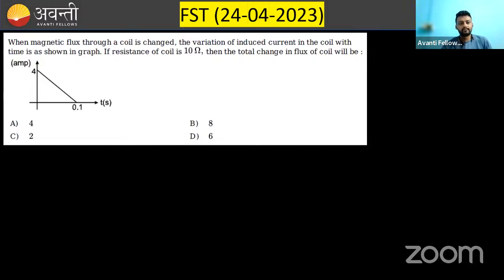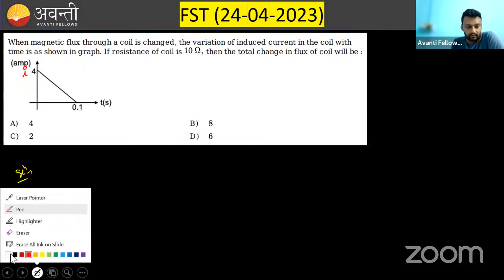Have you attempted this question? Question says magnetic flux through a coil is changed. The variation of induced current in the coil with the time is as shown in the graph. That means current is shown on this axis. Current and time graph is given.